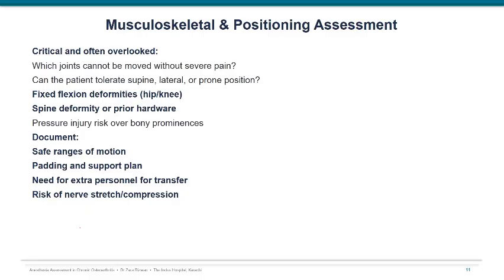We need to document the safe ranges of motion in most of the joints. Padding and support should be there in case there is any risk related to joint movement or pressure injury. Extra personnel should be available for transfer, and there is a risk of nerve stretch and compression, so we can prevent that by making proper preoperative arrangements for such patients.